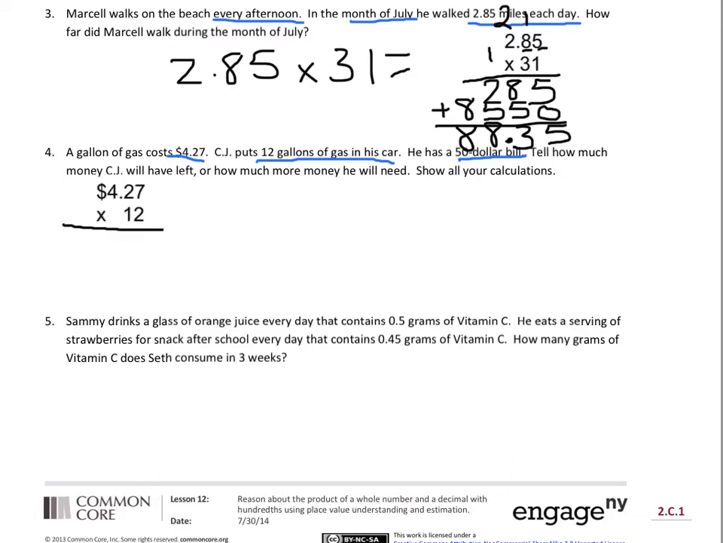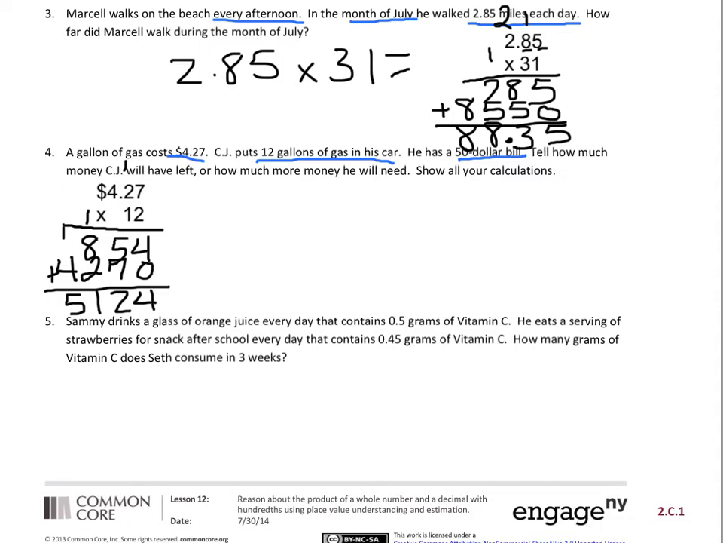2 times 7 is 14, carry the 1. 2 times 2 is 4, plus 1 is 5. And 2 times 4 is 8. Bring down your 0 as a placeholder. 1 times 7 is 7. 1 times 2 is 2. 1 times 4 is 4. Now we add. 4 plus nothing is 4. 7 plus 5 is 12. Carry the 1. 8 plus 2 is 10, plus 1 is 11. And 4 plus 1 is 5.